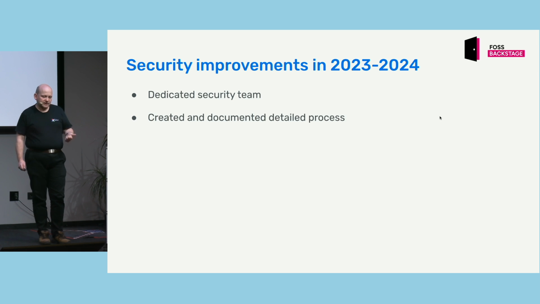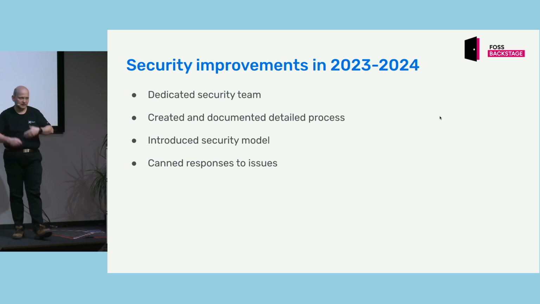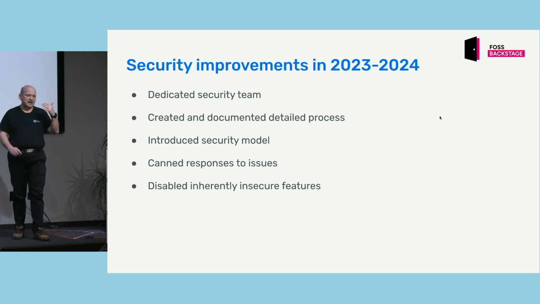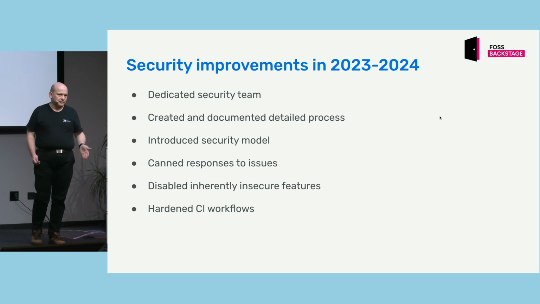We have a dedicated security team. We created a documented, detailed process. We introduced the security model describing to our users what they should expect. We have canned responses to issues to our reporters so that we can communicate better with them. We disabled some inherently insecure features, hardened our CI workflows. We even detected a very interesting cache poisoning potential in our CI.